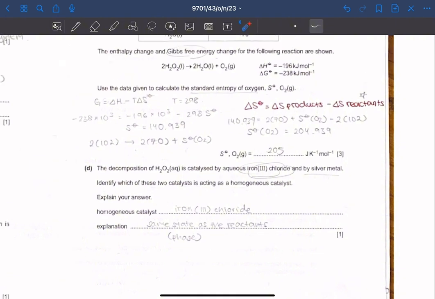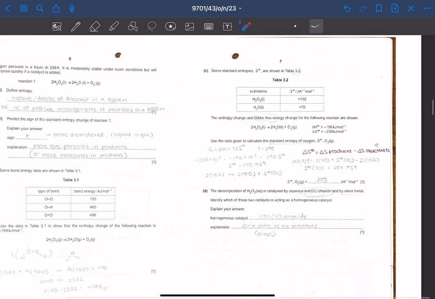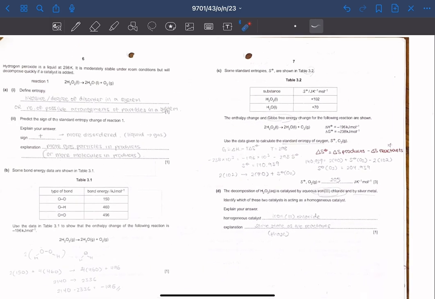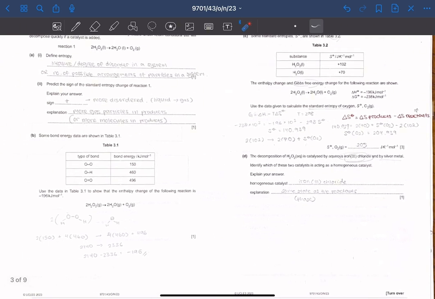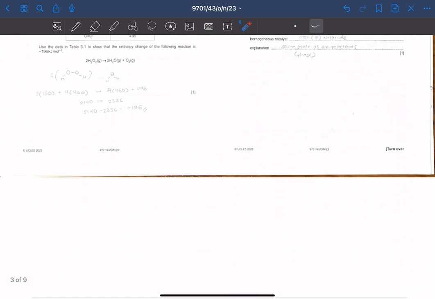equation, or same phase. This is because silver metal has a state of solid. Iron chloride could be aqueous or liquid. And in here, the question, the reactant hydrogen peroxide is in the liquid state. So iron III chloride matches the state of H2O2, and therefore it is the homogeneous catalyst.